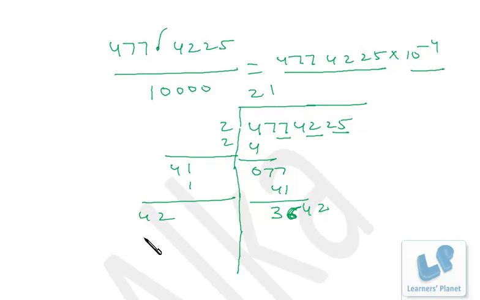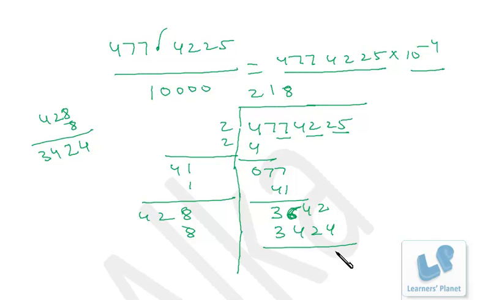Now let's see with 428 into 8. So 428 into 8: 8 8s are 64, 8 2s are 16, plus 6, 22; 8 4s are 32, 32 plus 2, 34. So 428 into 8 is 3424. Now deduct: 12 minus 4, 8; 4 minus 3, 1; 6 minus 4, 2. Now we have to take 5 with us, and this is 436.